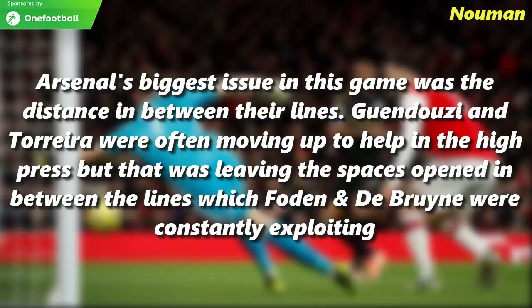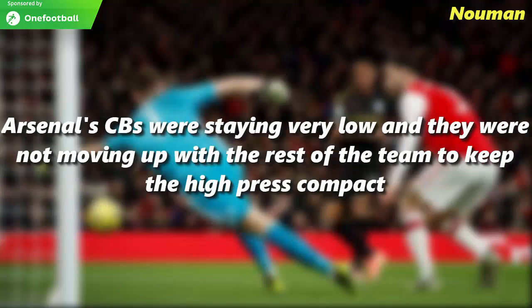Arsenal's biggest issue in this game was the distance in between their lines. Guendouzi and Torreira were often moving up to help in the high press, but that was leaving the spaces open in between the lines, which Foden and De Bruyne were constantly exploiting. Arsenal's centre-backs were staying very low in this game, and they were not moving up with the rest of the team to keep the high press compact.